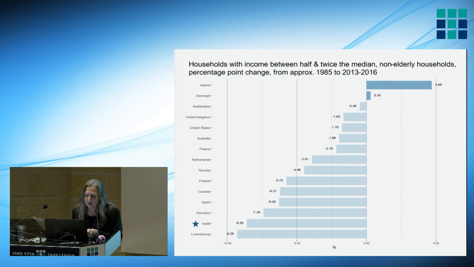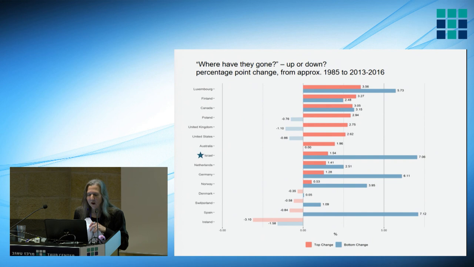Now, where did they go in a cross-sectional sense? Did they go up or did they go down? What do you all think in Israel? Did they go up or did they go down? Well, we can ask. My answer was yes. Your answer is yes. Well, what you can see here is that in Israel, in fact, most of them went down.